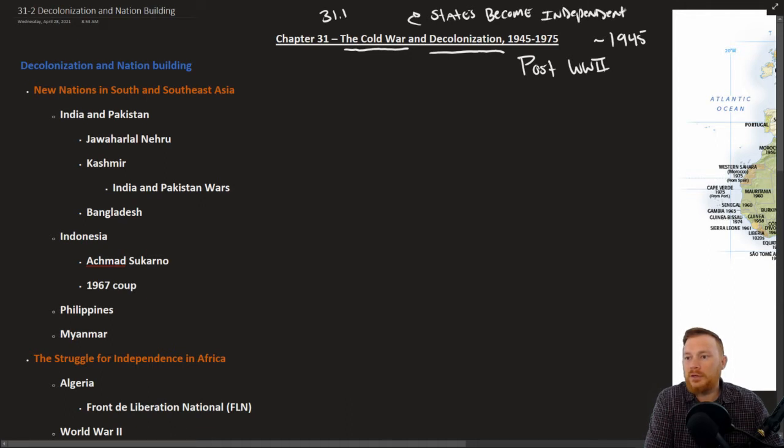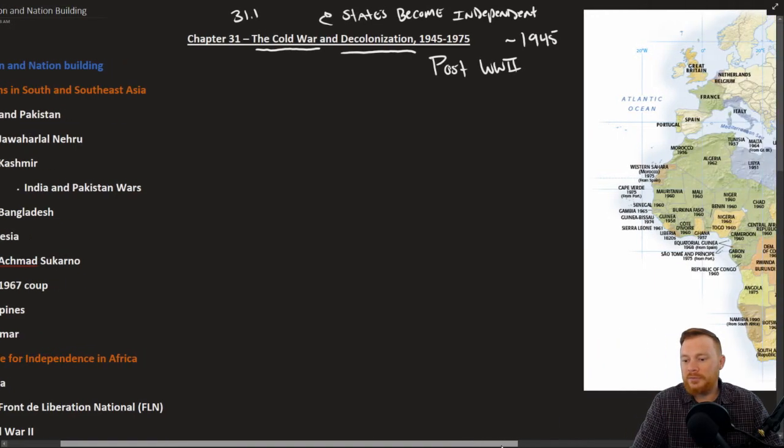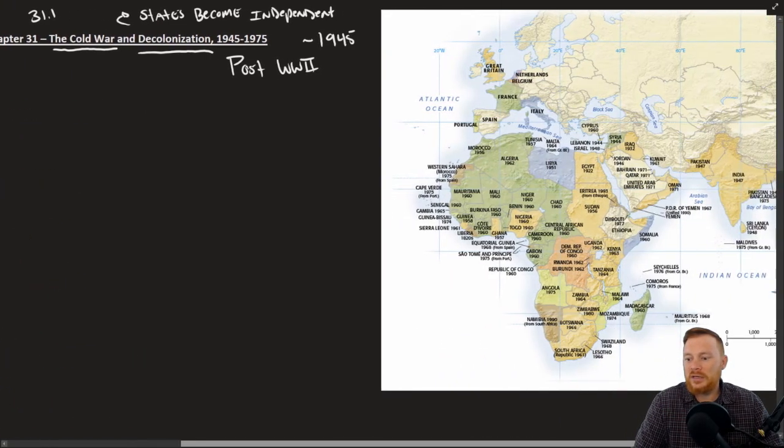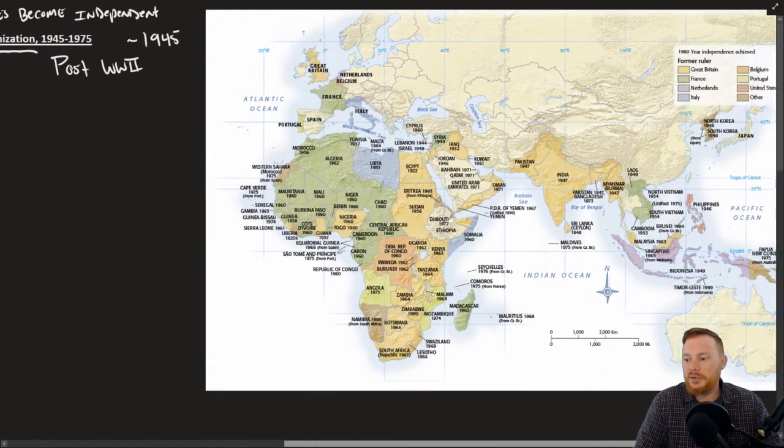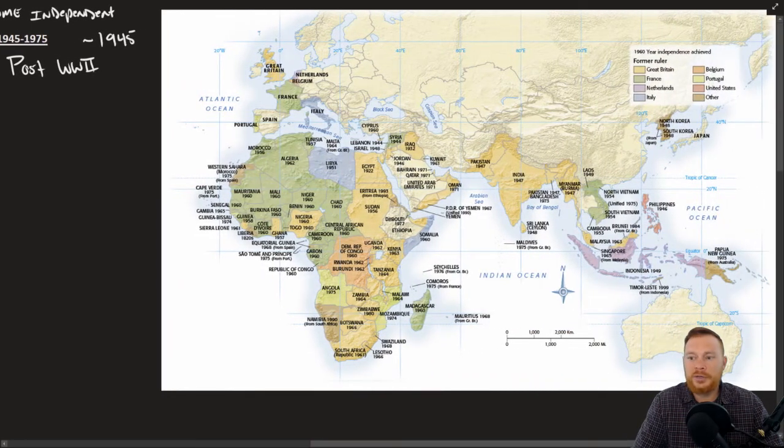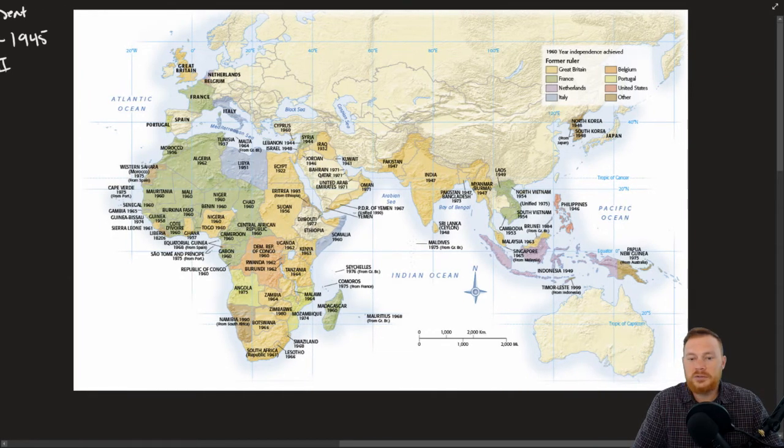And we have a map here to kind of illustrate what's going on between 1945 and really the present day. Pretty much every single country around the world that had formerly been under imperial control became independent. So this map here is a breakdown of the various different nations. It has the dates under which they became independent, though it's listed pretty small here. And it shows you by color which nation they declared independence from.